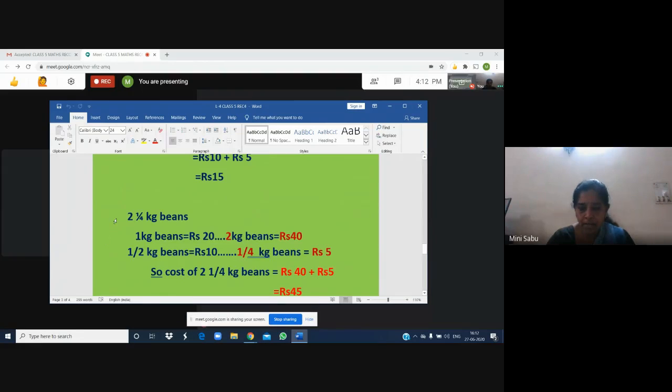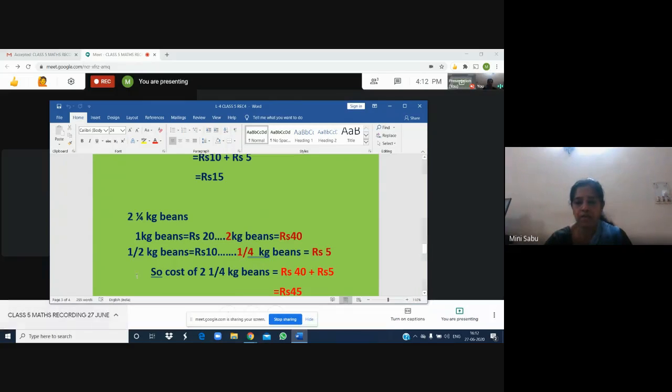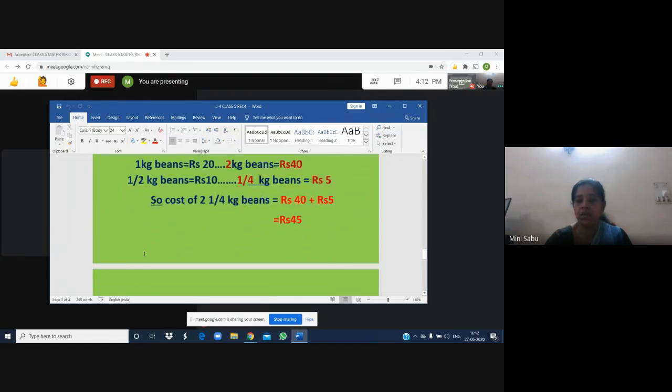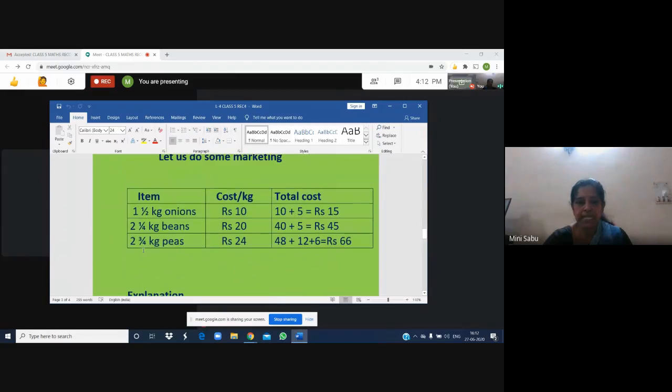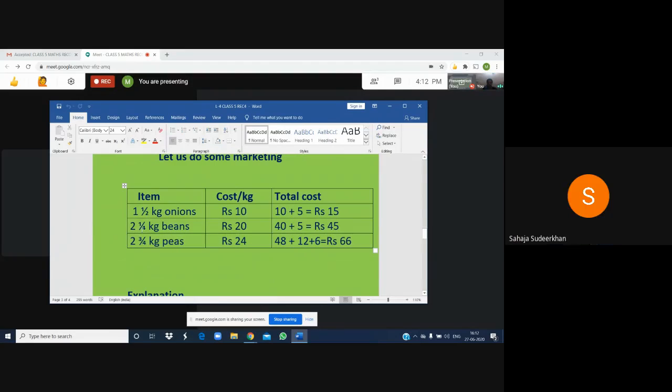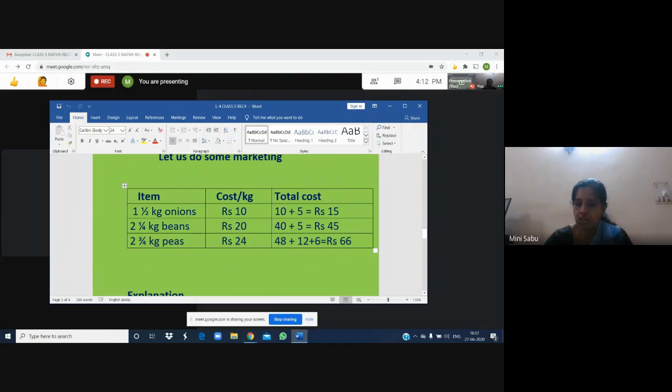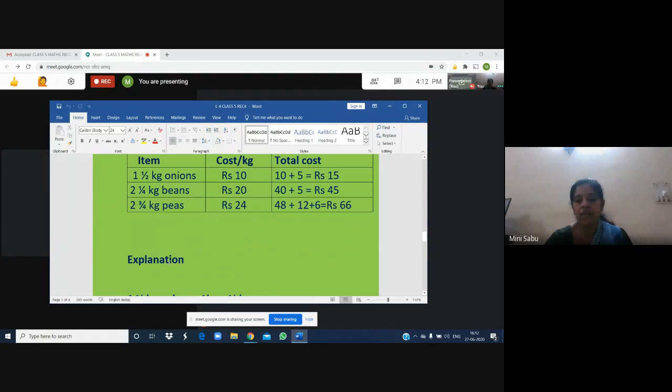Combining this 2 kg and 1/4 kg, we get 2 1/4 kg. So the cost of 2 1/4 kg beans is 40 plus 5 rupees. It is 45 rupees. Understood or not? That's why in this table, I have written 1/4 kg beans. Cost per kg is 20 rupees. So 40 is for 2 kg and this is for 1/4 kg. Total is 45 rupees. Got it?